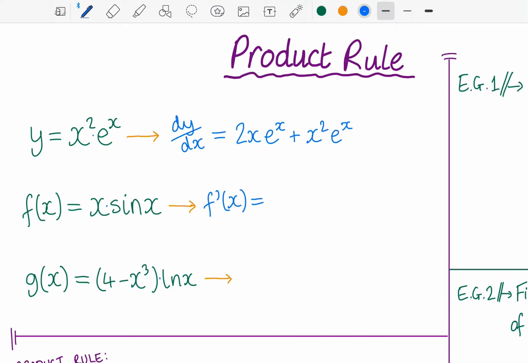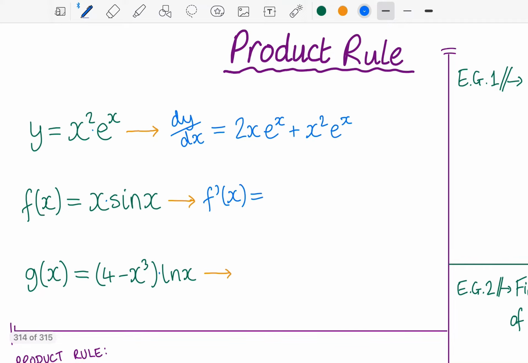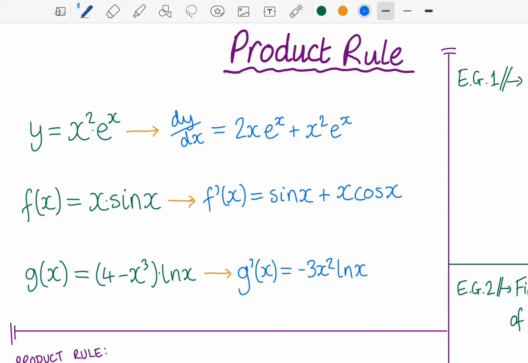So x times sine of x, the derivative would be sine of x plus x cos of x. And our final one would be minus 3x squared ln of x plus 4 minus x cubed over x.